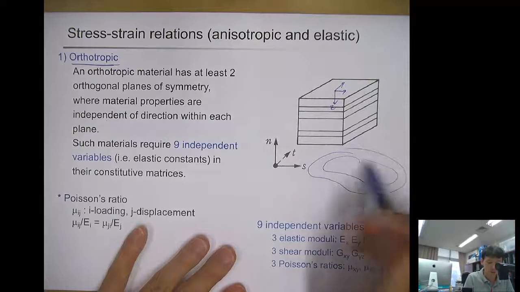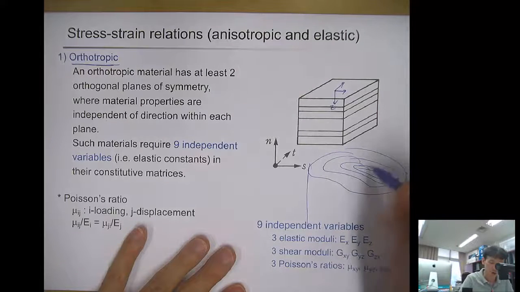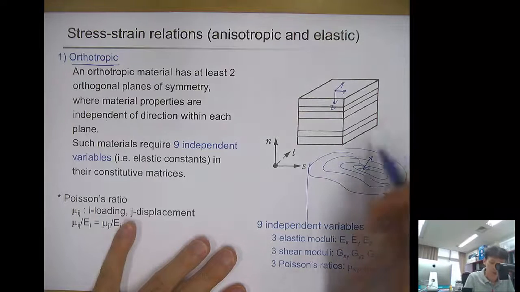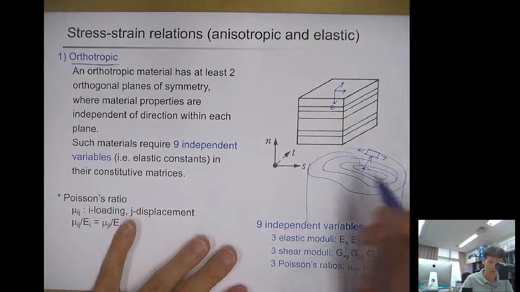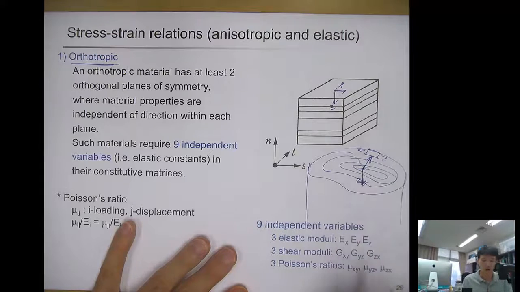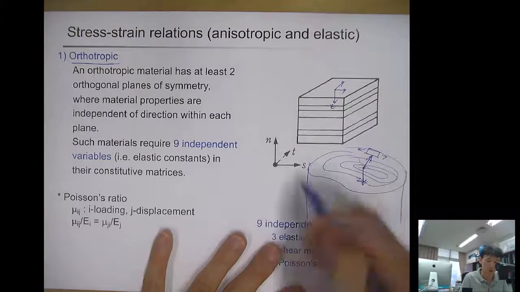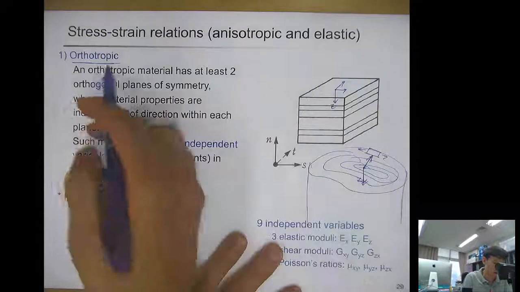Or you can think of a tree trunk, and in a tree trunk, in the radial direction, it's gonna be the same. In the transverse direction, it's also the same, but in the z direction you don't have the same, so this one and this one can be different, right? So this kind of material is also called orthotropic.